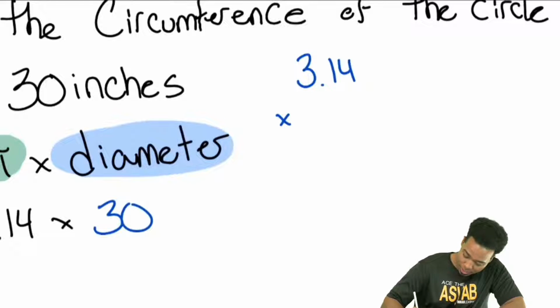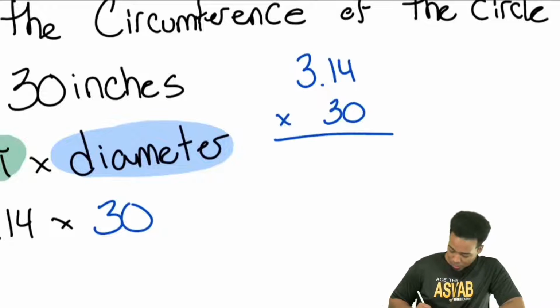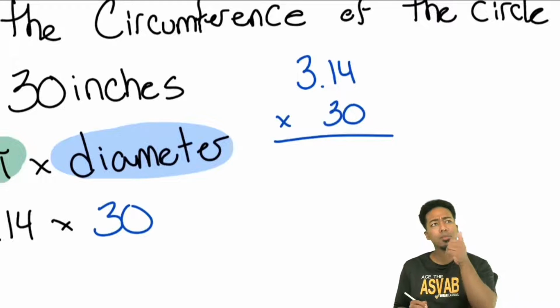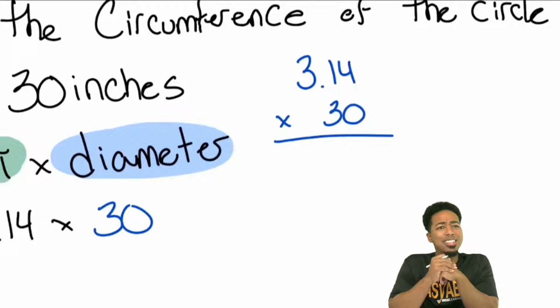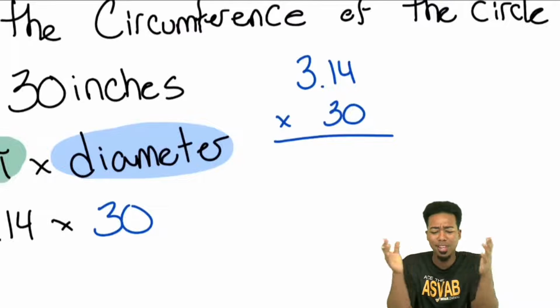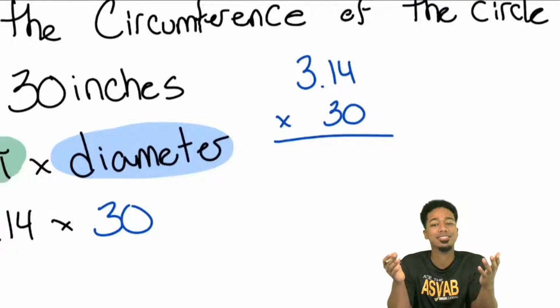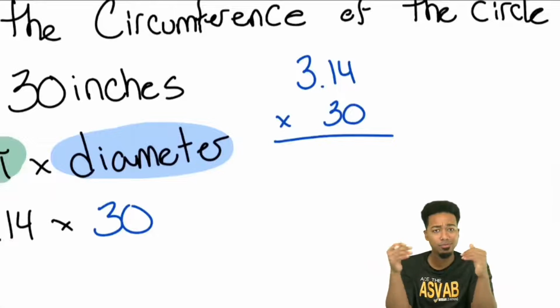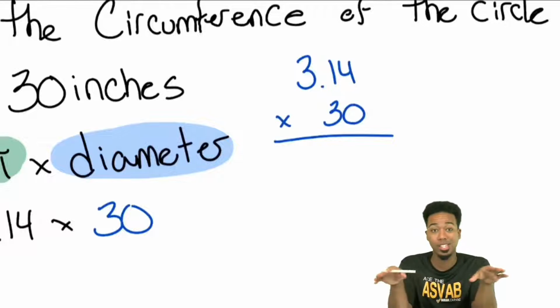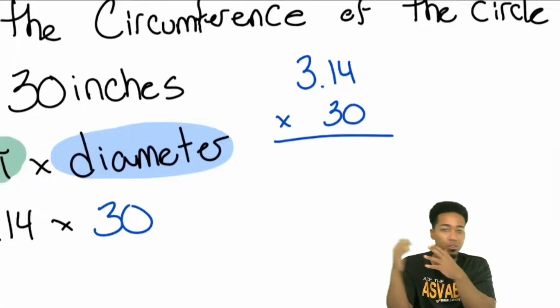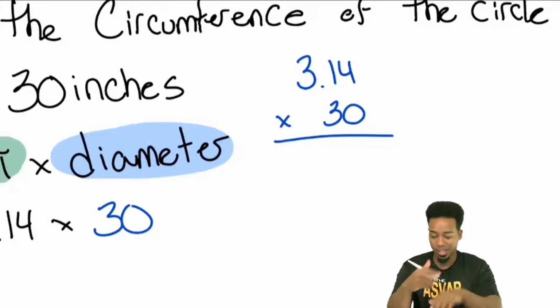3.14 times 30. So everybody, let's remind ourselves, how do we multiply decimals again? What's step number one? Who remembers from my decimals classes or recording? What's the first step when it comes to multiplying? Exactly, Jonathan. Ignore the decimal. Just multiply normally, like you would with any large numbers.